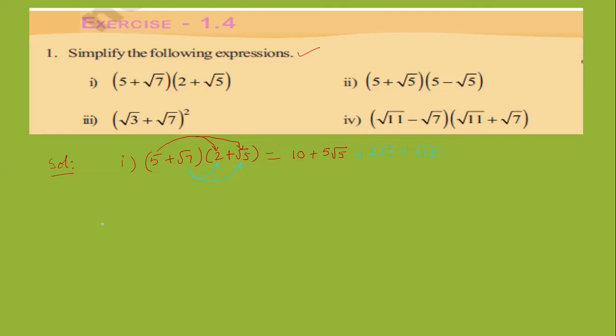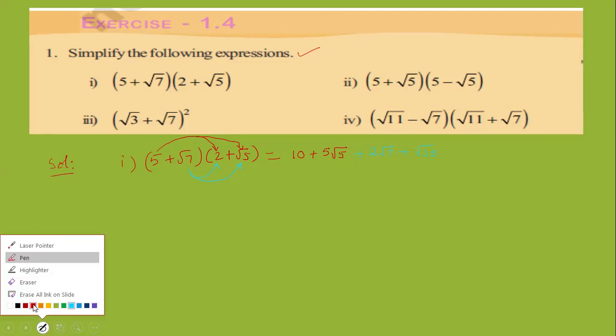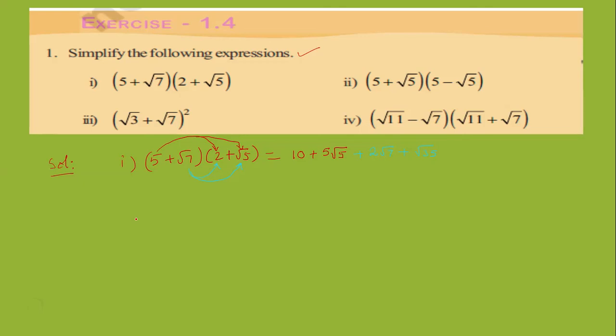You observe it again. First we take 5 and multiply both the terms of the second binomial. 5 2s are 10. 5 into root 5, 5 root 5. Again you take the second term of the first binomial, that is root 7. Root 7 into 2, 2 root 7. Root 7 into root 5 gives us root 35. That's over. In the same manner, you may learn the second one. What is the second one?